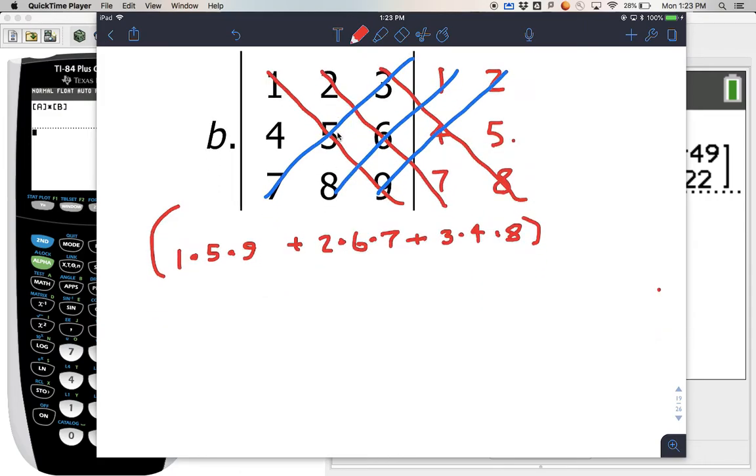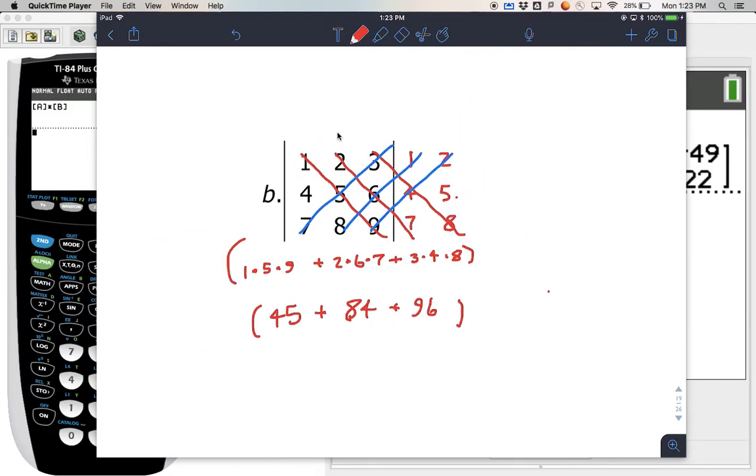Now, usually the first step I write out here is actually doing all that multiplication in my head. So 1 times 5 is 5. 5 times 9 is 45. So normally I start out with 45. 2 times 6 is 12. And then 12 times 7 is going to be 84. And then what do we have here? 3 times 4 is 12. And then 12 times 8 is 96. Okay, and that is that whole first row. If you want to go ahead and add them up together, you can. I'm going to pull up my calculator here because I don't want to have to think. So 45 plus 84 plus 96 is 225.